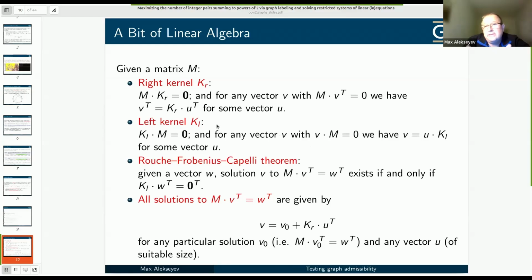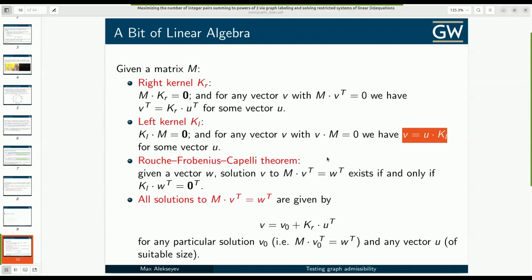Then we have the left kernel. The left kernel is a matrix such that if we multiply our matrix M by this matrix from the left, we will get a zero matrix. Principally, if we have the equation V times M equal to 0, then all solutions to this equation can be obtained by multiplying our matrix K sub L from the left by any vector U. In other words, any solution is a linear combination of rows of matrix K sub L.